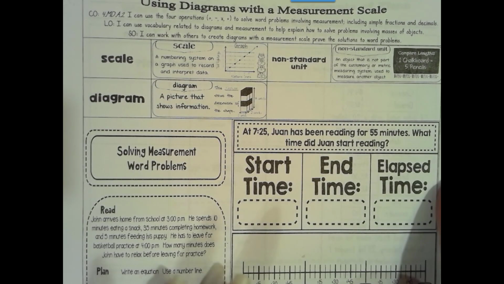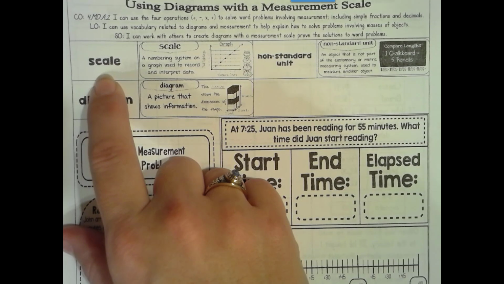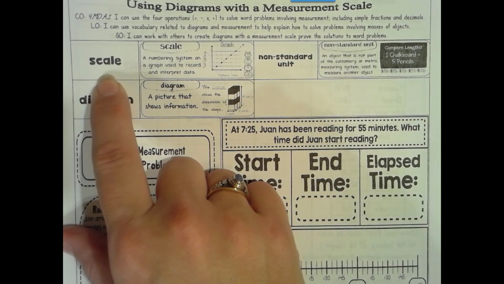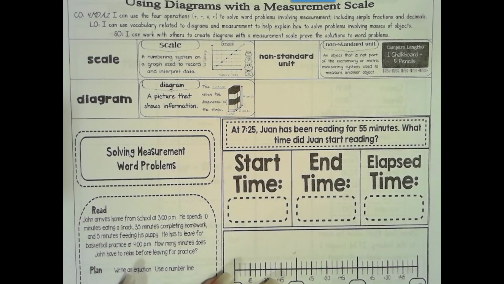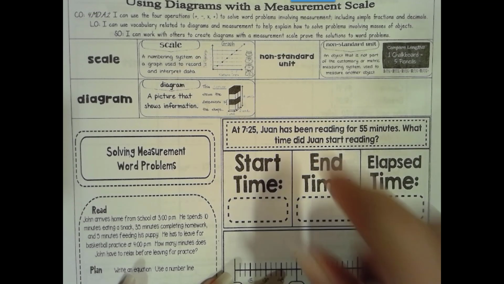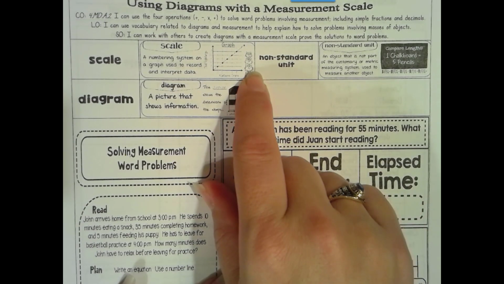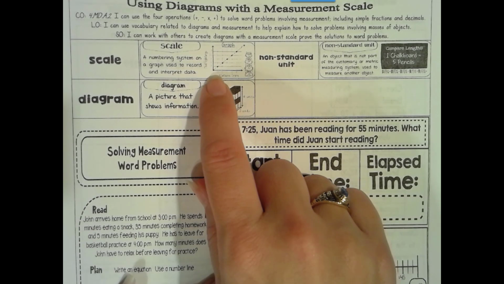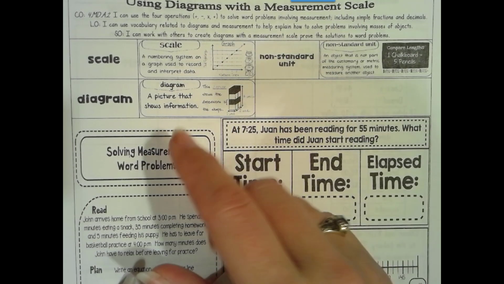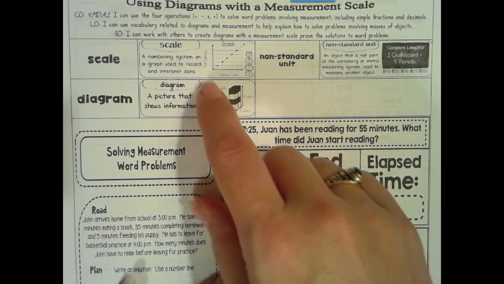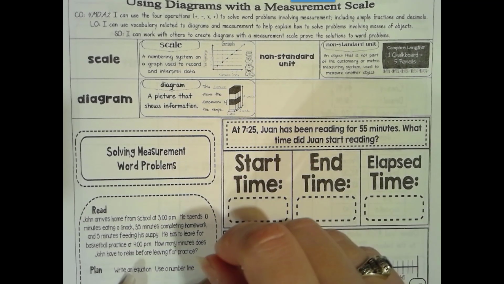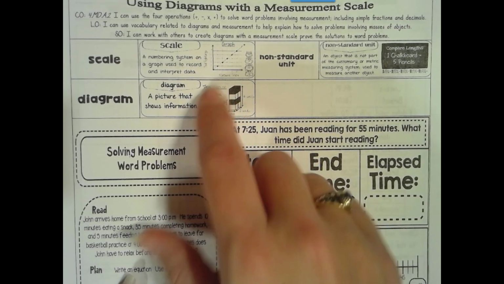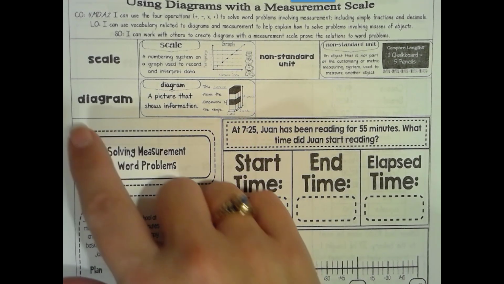All right, we have 3 vocabulary words here. First one's scale. A scale, this is not one like a balance where you measure weight. This kind of scale is a numbering system on a graph used to record and interpret data. So the scale on this one, it could go by 1s, 2s, 5s, 10s, but it's going to be a way to number to make sure that you're looking at information in a uniform way.